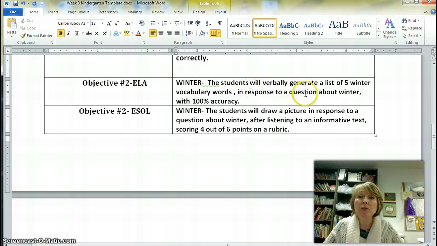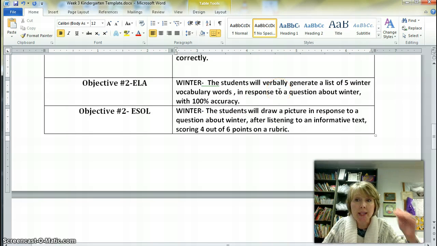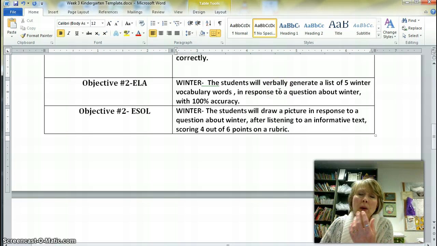For winter, the students will verbally generate a list of 5 winter vocabulary words in response to a question about winter with 100% accuracy. So they're going to generate a list of 5 winter words in response to a question about winter. So the teacher might ask, what are some activities that you like to do in the wintertime?